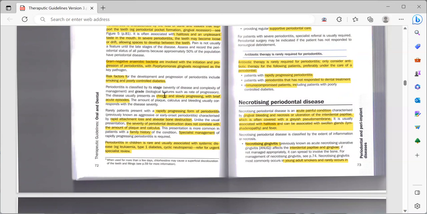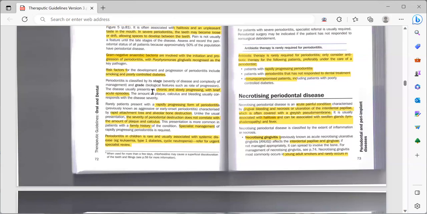The disease usually presents as chronic and slowly progressing with brief acute episodes. The amount of plaque, calculus, and bleeding usually corresponds with the disease severity. How much plaque is present depends on how severe the disease is in that patient. This periodontitis is generally chronic and slowly progressing. It has brief acute episodes, but generally it's slowly progressing. It's not an acute condition.